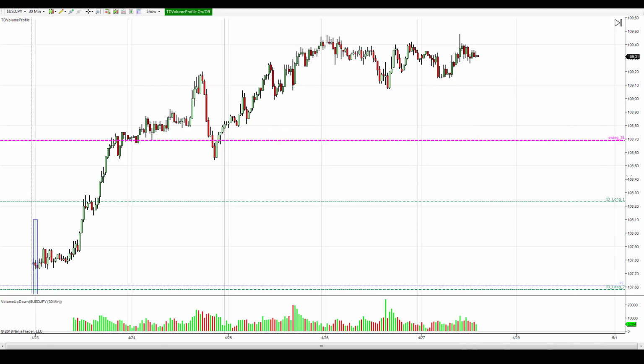Let's have a look at the US dollar Japanese yen. There aren't any new levels, the market is moving in sideways price action.